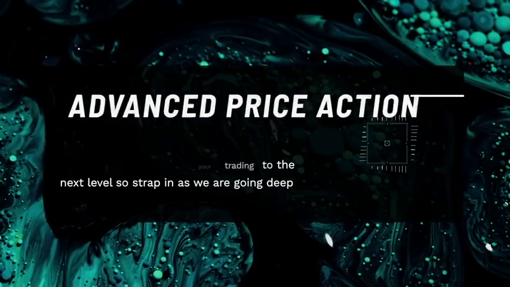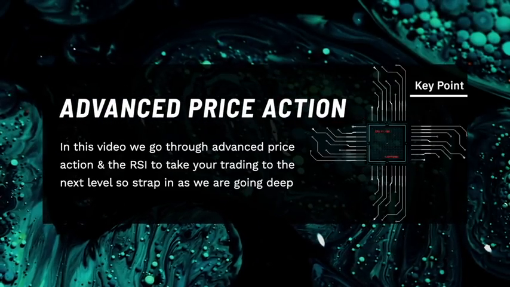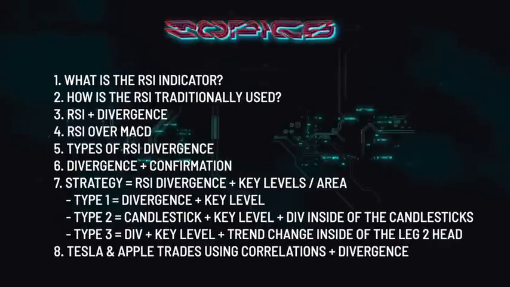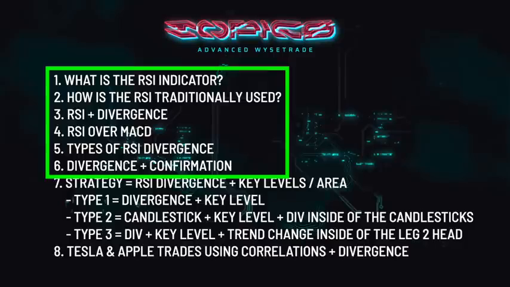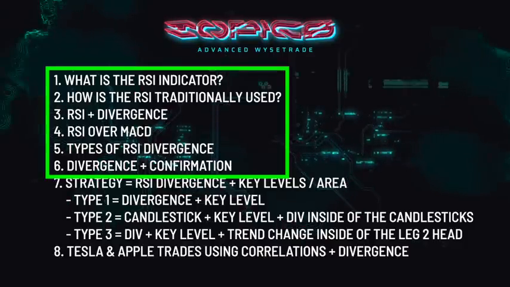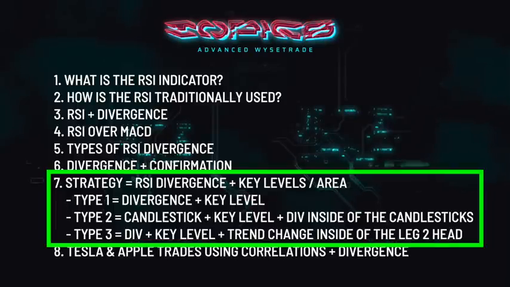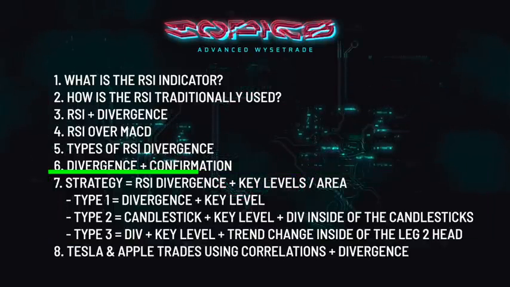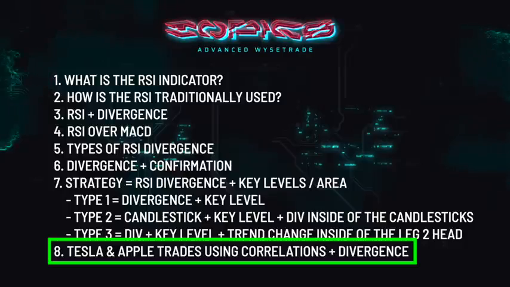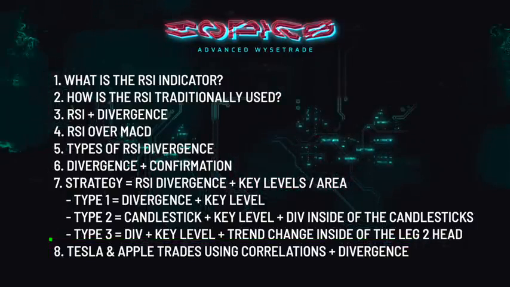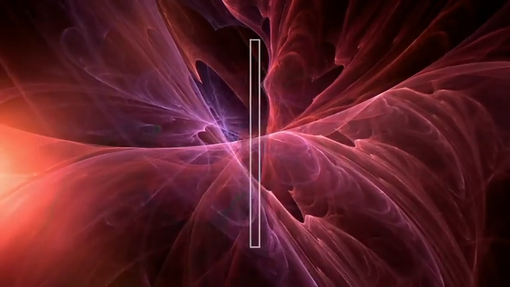So, we're going to go very in-depth in this video. So here's a quick breakdown of what we will be covering. First, we'll go through all the core concepts to get everyone on the same page. Then we're going to go through the strategies section. And finally, we will show you how we used all these concepts to take trade entries on Tesla and Apple during the big market pullback. So strap in, as we have a lot to cover today, so let's get into it.